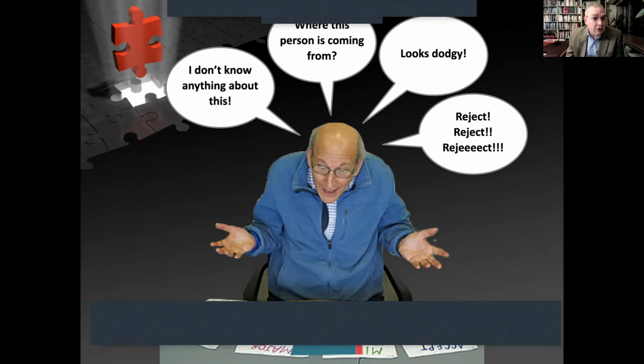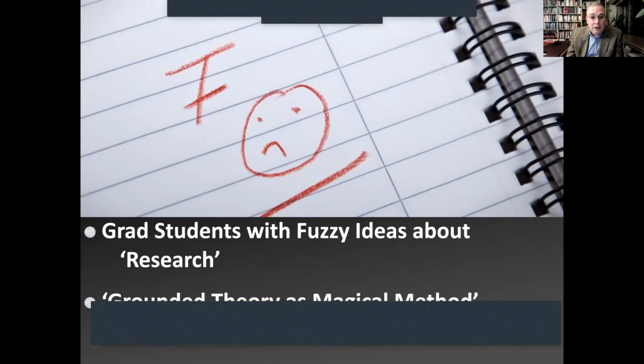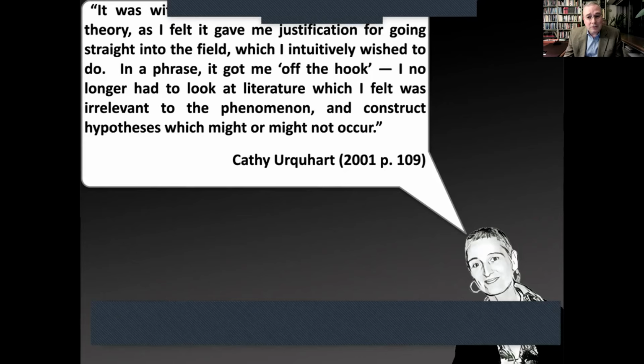Then there's also the issue of grad students who have some pretty fuzzy ideas about research and grounded theory. I've run into quite a few of them that will say, well, I don't have any ideas, but I've heard of grounded theory, and if I can do grounded theory, it'll give me an idea on what I can do with my research. So they look out for grounded theory as something that's going to give them the ideas that they actually don't have. And you'll see that sort of thing within the writings of grounded theorists.